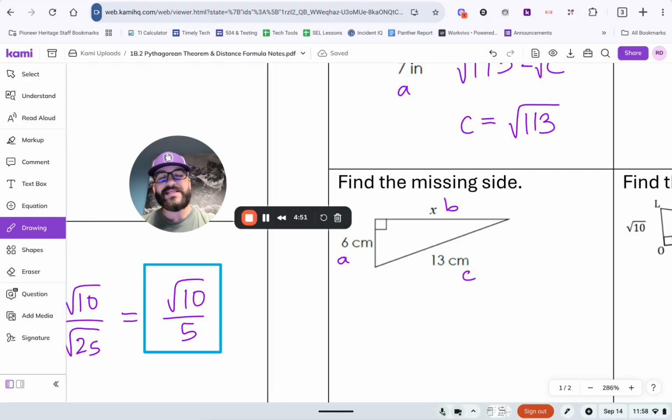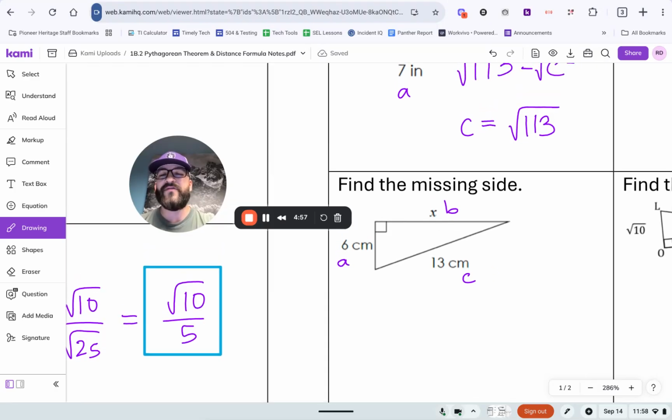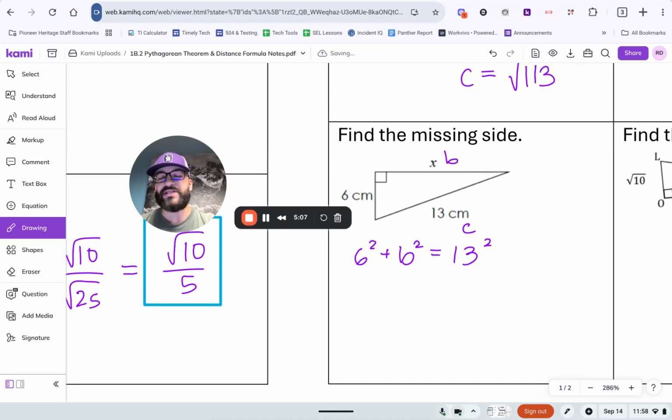Okay, so we can see this time, instead of our hypotenuse being our missing side, one of our legs is our missing side. So let's go and set this up in our formula. So 6 squared plus b squared is equal to 13 squared. And then just like before, we can square out everything that we can. So 36 plus b squared is equal to 13 squared, which is 169.